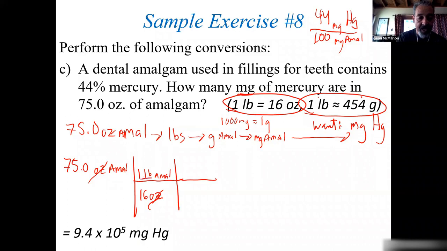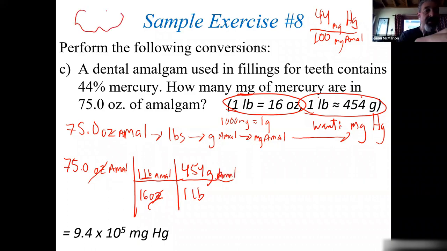So I need to get rid of pounds. So I put that on the bottom. 1 pound is roughly 454 grams. And this is still of the amalgam. Right? Because the amalgam, it's a mixture, it's an alloy. 44% of it's mercury, and the rest might be silver or some other type of metal, right? So 44% out of the entire 100 is the mercury.